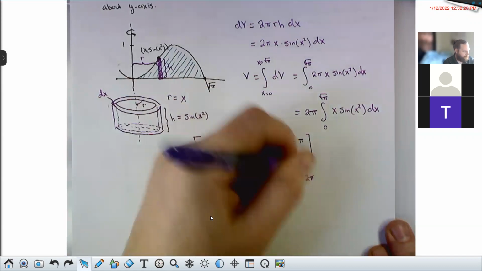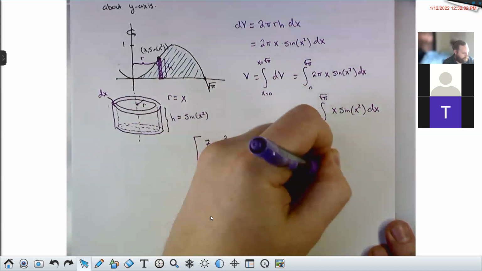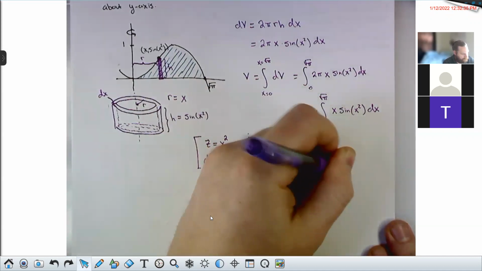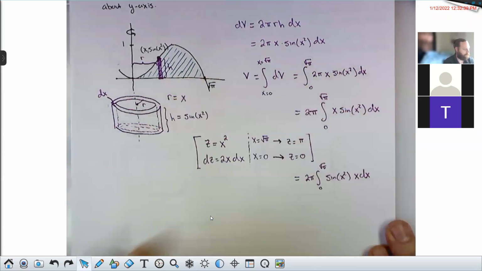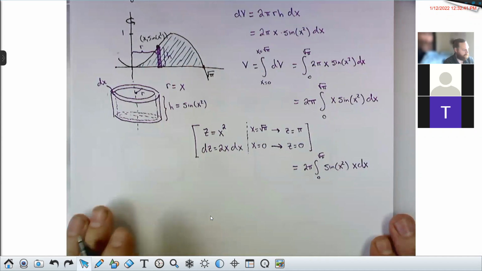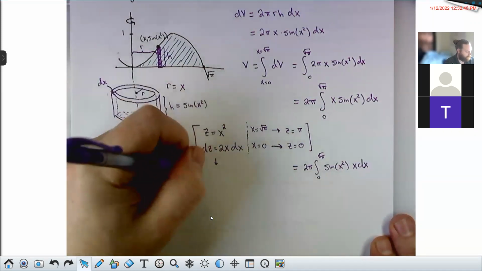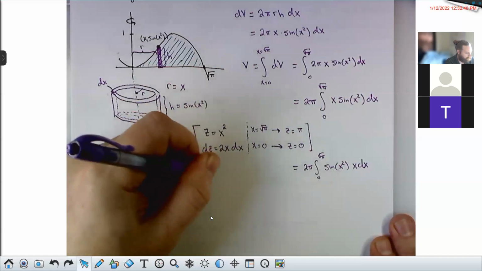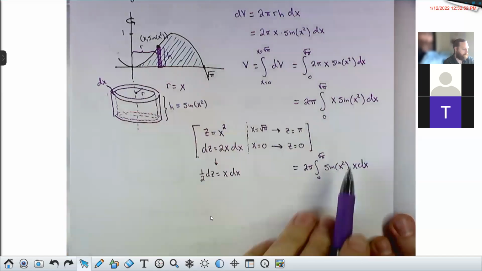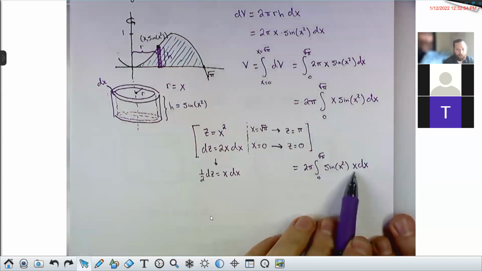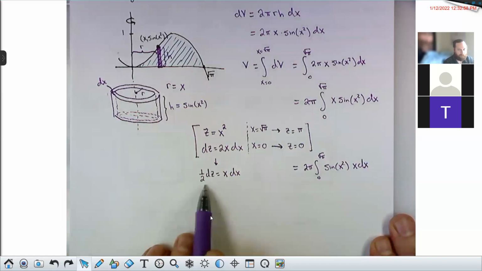I've got 2 pi integral 0 to the square root of pi sine of x squared times x dx. And I'm doing this to show you the nice way to implement a substitution. If you take this dz equals 2x dx and write it as 1/2 dz equals x dx, you see right away that this piece, x dx on the far right, is 1/2 dz.